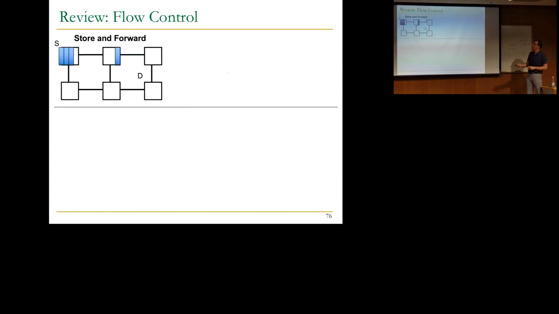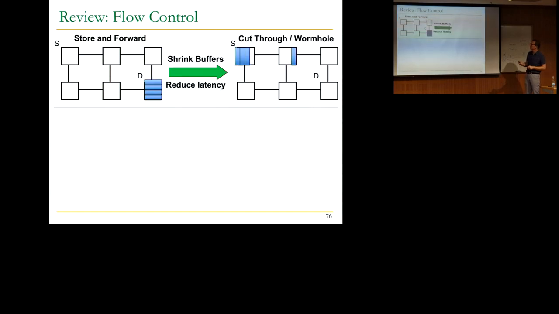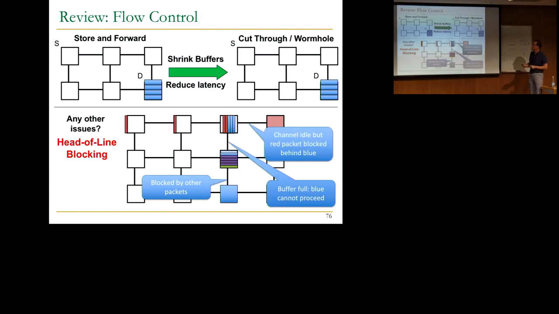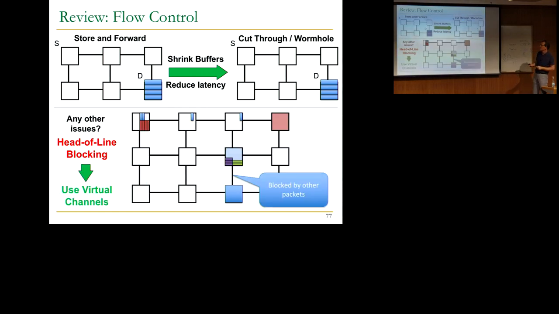So okay, this is the review of flow control, the store and forward. Not a good idea. As you can see, it's slow. You can shrink the buffers and reduce latency, and that leads to wormhole routing. And yeah, head of line blocking. And you get rid of head of line blocking by actually turning this into a virtual channel based router.